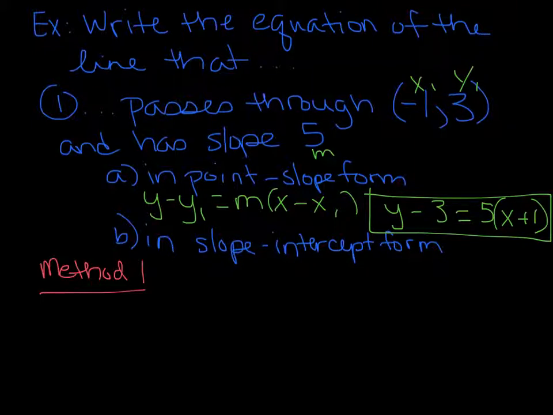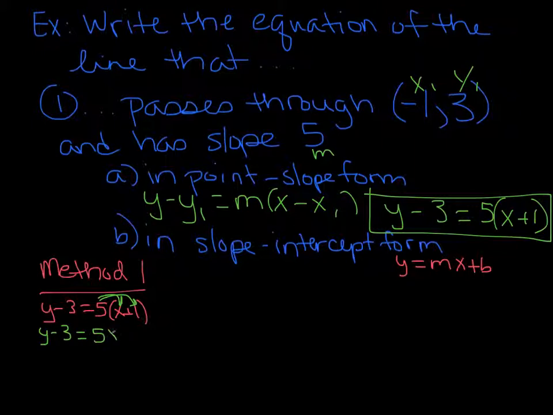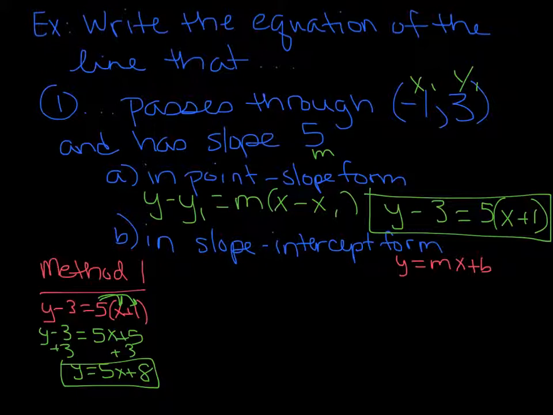So method 1 is you start by writing it in point-slope form. Then, to get it into slope-intercept form, which you might remember is y equals mx plus b, you must solve for your y. We do that by distributing this 5 to the stuff in the parentheses. Then we move the 3 over, and we get y equals 5x plus 8. So method 1, it's pretty quick. Method 2 is also pretty quick. Just use whatever one you like better.